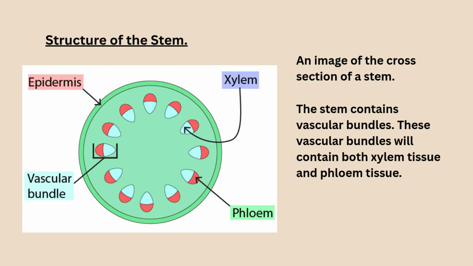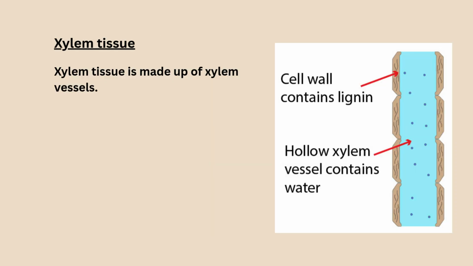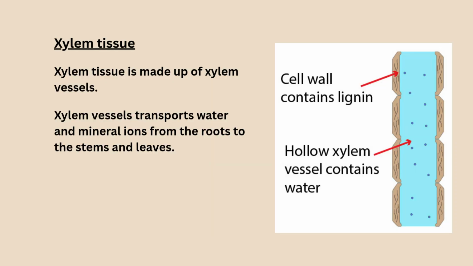So this is where you've cut horizontally across the stem and then you're looking down onto it. And the stem contains vascular bundles. These vascular bundles will contain both xylem tissue and phloem tissue. Xylem tissue is made up of xylem vessels. Xylem vessels transport water and mineral ions from the roots to the stem and leaves.